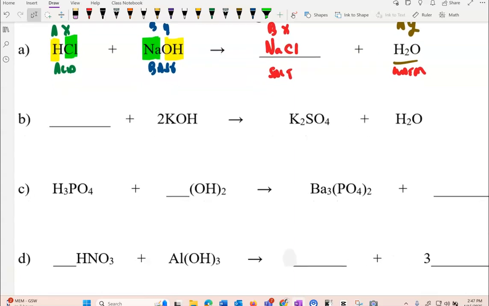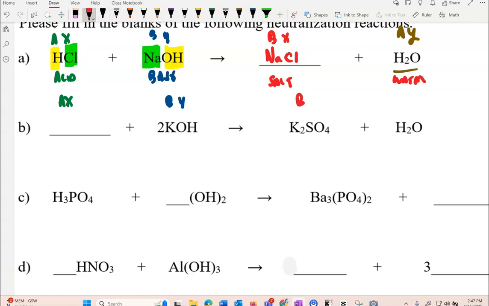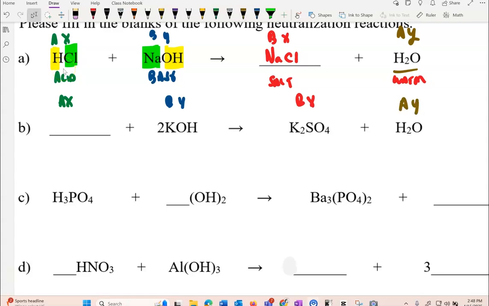Well, here's question part B. And it tells us that we have a base, that's this guy, potassium hydroxide, and we have a salt, potassium sulfate, that's this guy, and we have water. So what it's asking us to do is figure out what goes in this blank here. Well, that's A and that's X, and that's B and that's Y. And this is B and X, and this is A and Y. So all we have to do is figure out what's going in this empty slot. We have to figure out what A and what X are.